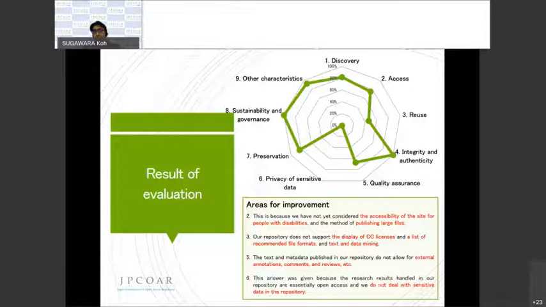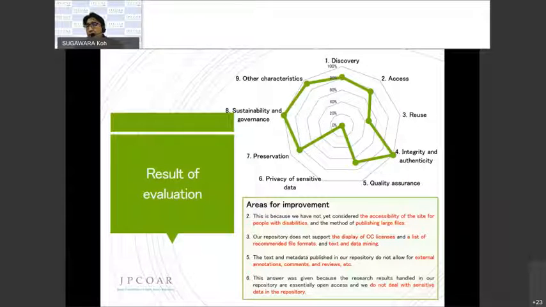Files cannot be combined into a zip file and can only be downloaded individually. And in terms of reuse, we have not displayed the Creative Commons licenses and a list of preferred formats, which the COAR framework referred to. Furthermore, text and data mining are also not yet supported. So for these reasons, the achievement rate for this perspective is low.